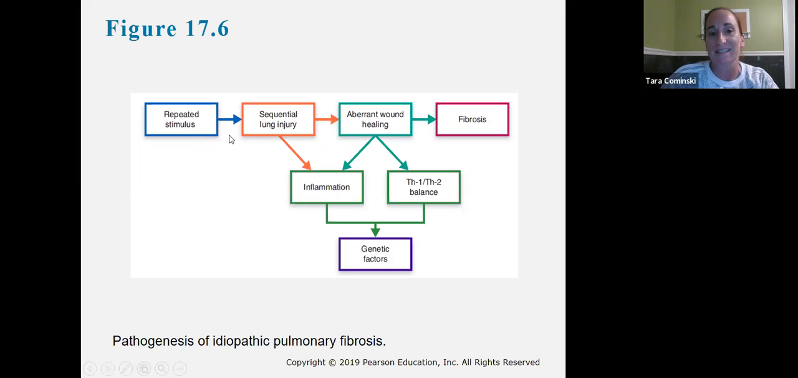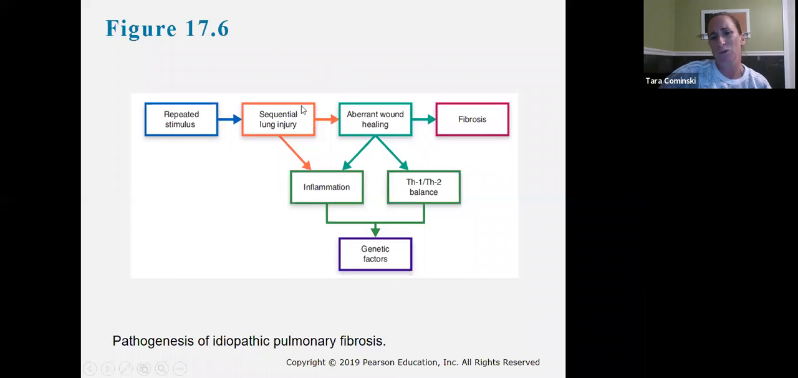But the idea, again, is that there is some sort of stimuli that's inducing injury, right? And instead of the lung repairing that injury properly, it's not, right? And so again, you have this aberrant wound healing that occurs, and then this fibrosis, this formation of this fibrotic tissue, okay? It can occur with inflammation, okay? And this is just giving you an idea. This is specifically referring to different types of immune cells, okay? So don't even worry about that. And that this actually can be related to some genetic factors, that inflammatory part, all right?